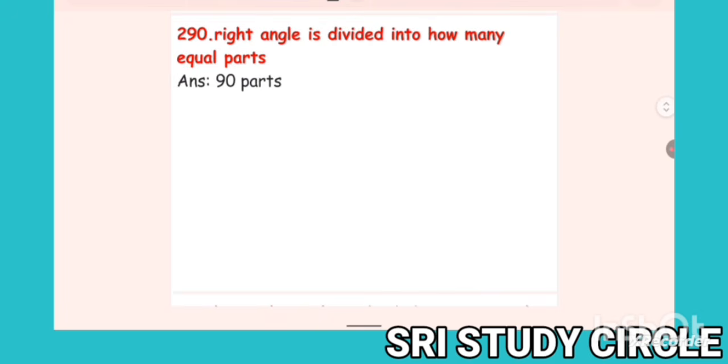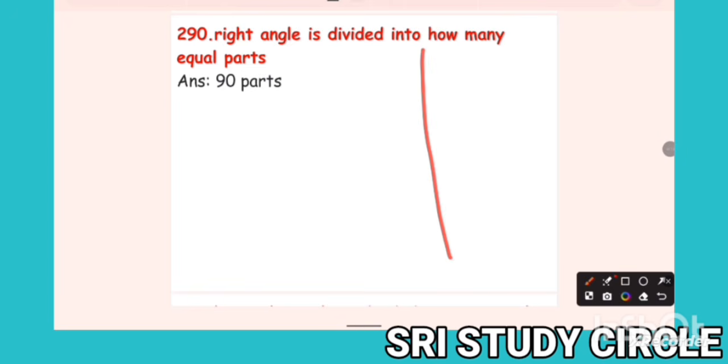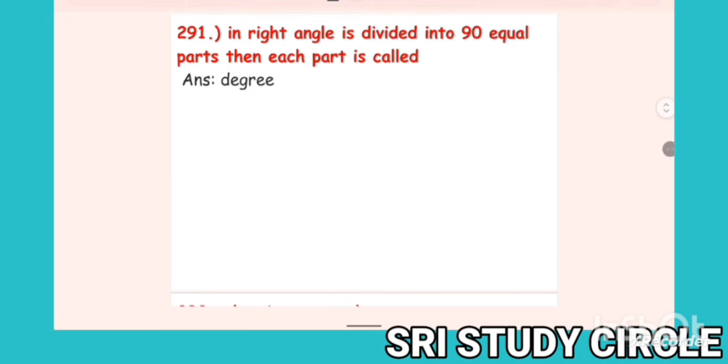Now next one. A right angle is divided into how many equal parts? 90 parts. Each one part is 1 degree. If a right angle is divided into 90 equal parts, then each part is called 1 degree.